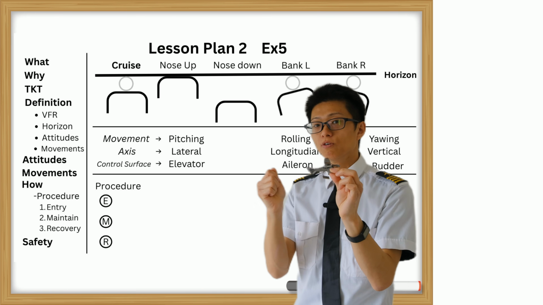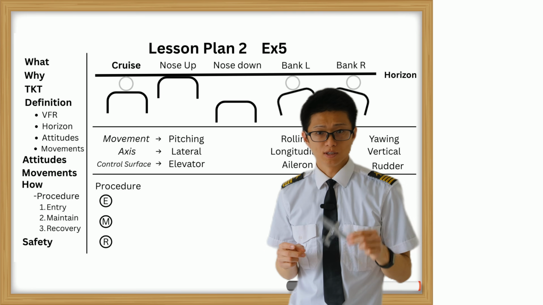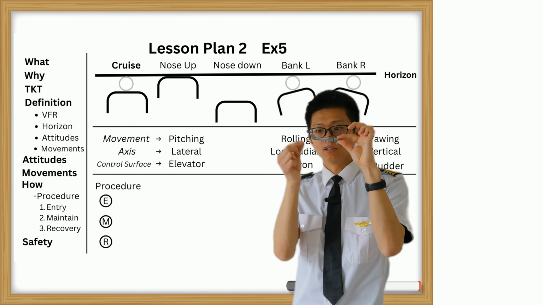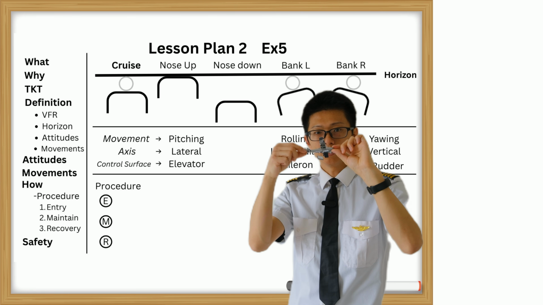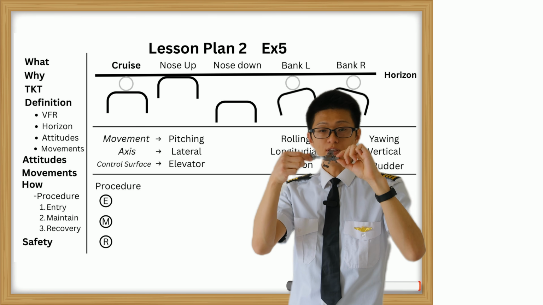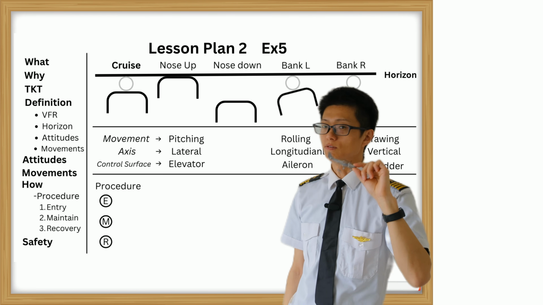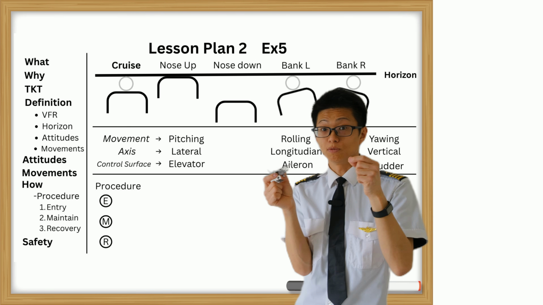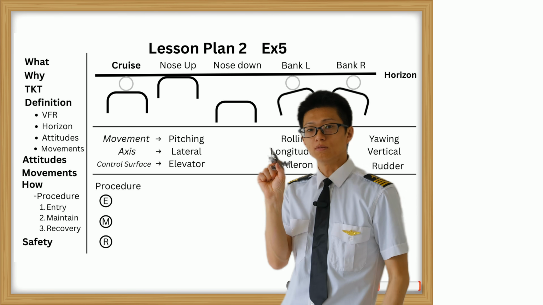When you apply forward pressure, the elevator goes down. Okay, now I'm going to talk about the rolling movement. From the nose to the tail, if it's fixed, the only movement that could happen is rolling, okay? So this is the longitudinal axis. And how do you control it? Aileron. Great. So you move the yoke left and right. When you move the yoke towards the left, the left aileron goes up and the right aileron goes down.